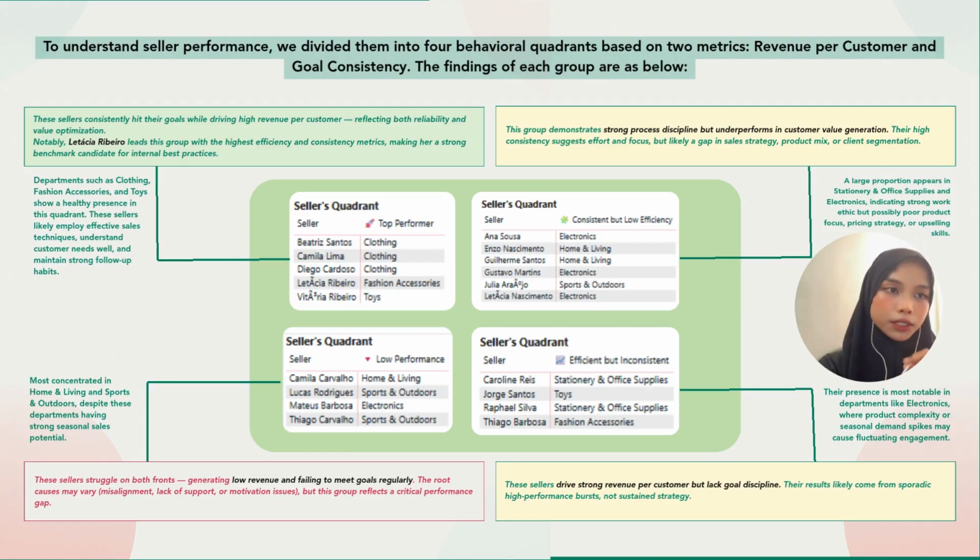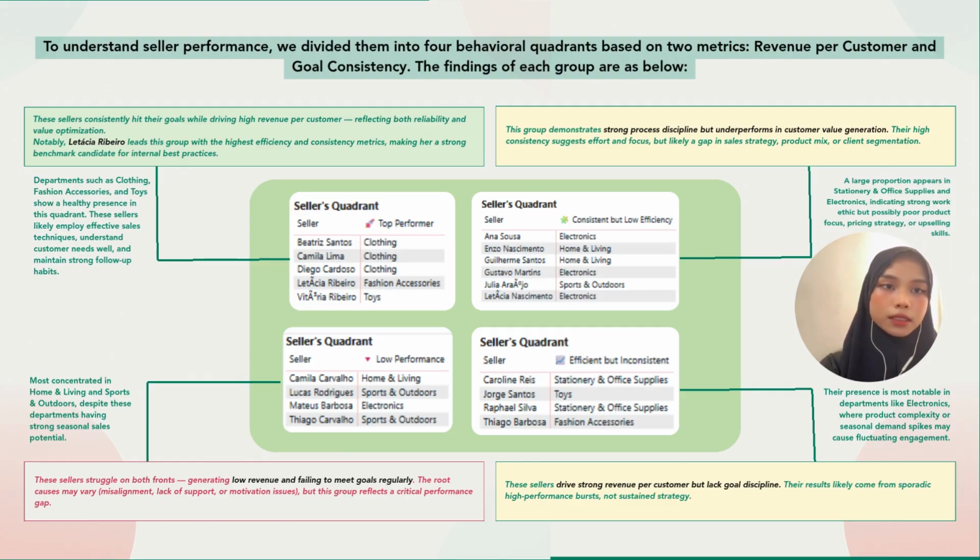The sellers here are not just productive, they are also disciplined. The interesting thing is that Leticia Ribeiro stands out here, leading with the highest combined efficiency and consistency scores, which makes her a strong candidate for internal benchmarking and leadership in best practice sharing. Departments like clothing, fashion accessories, and toys dominate this quadrant, indicating that sellers here likely have a deep understanding of customer needs, strong sales techniques, and also effective follow-up habits.